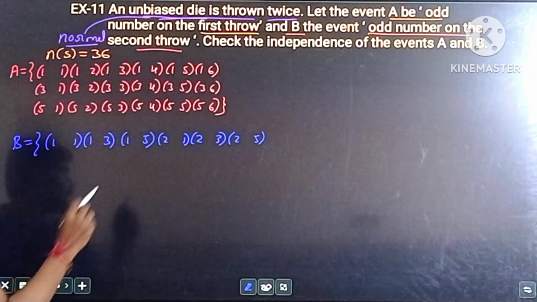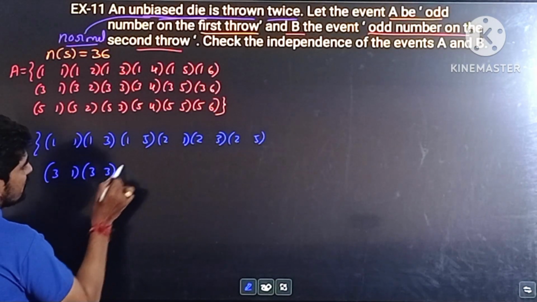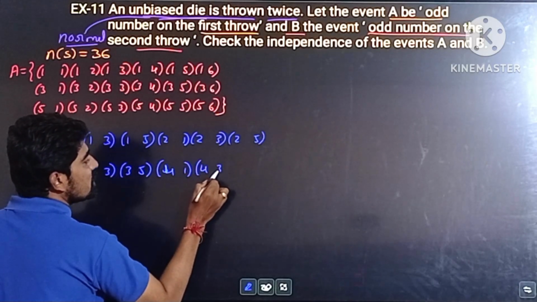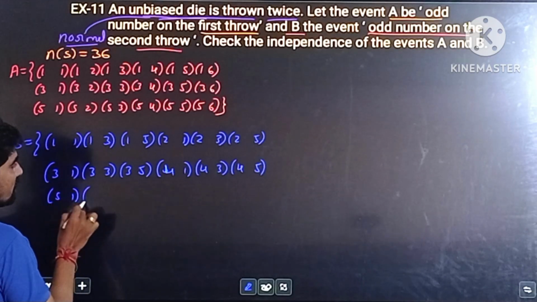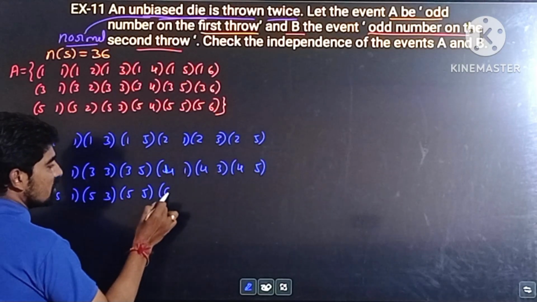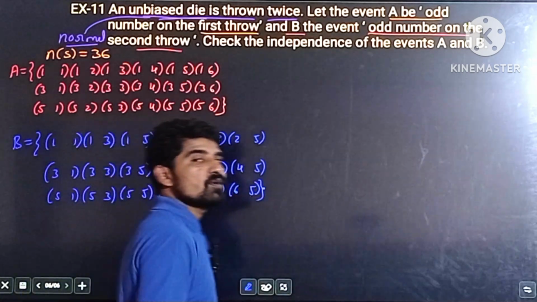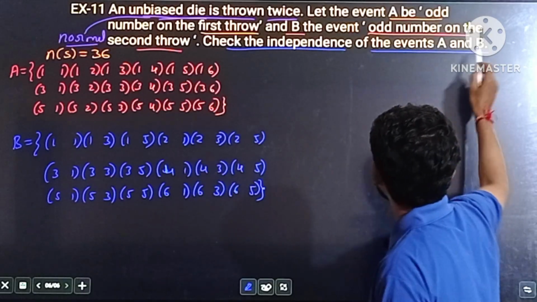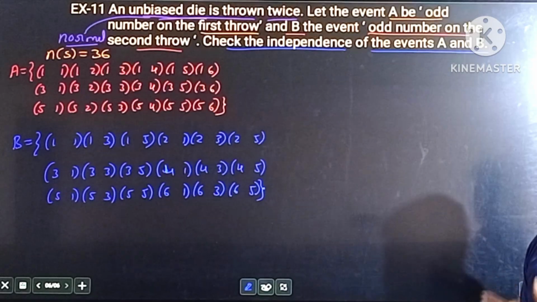Here observe the second die showing odd numbers: 3 1, 3 3, 3 5, and then 4 1, 4 3, 4 5, or 5 1, 5 3, 5 5, or 6 1, 6 3, 6 5. So these are the only possible outcomes of the event B. And the question is, check the independence of the events A and B.